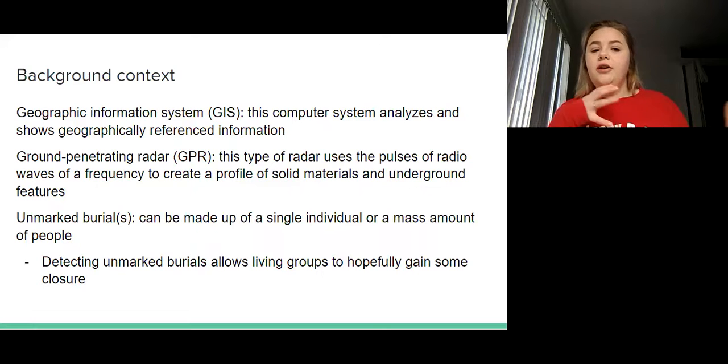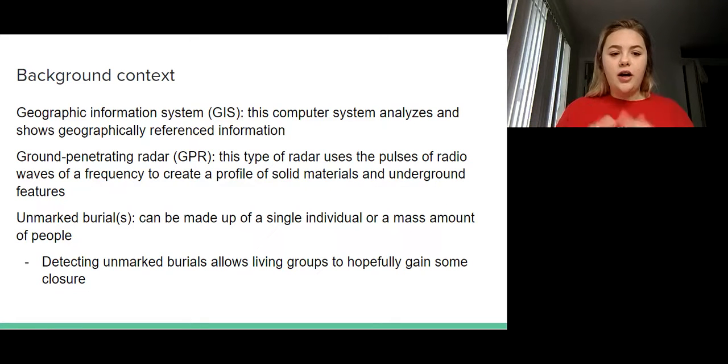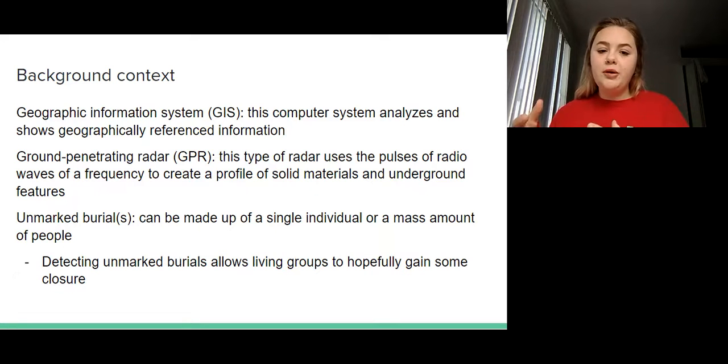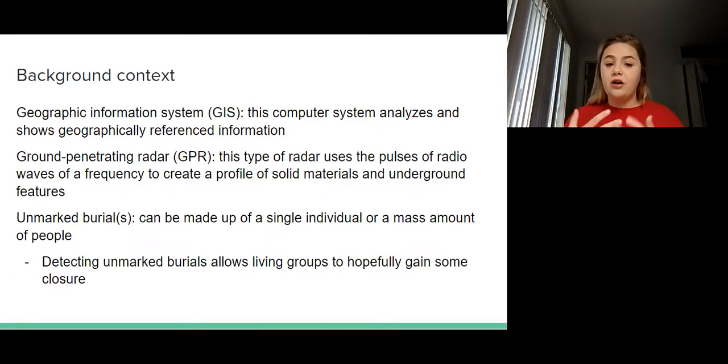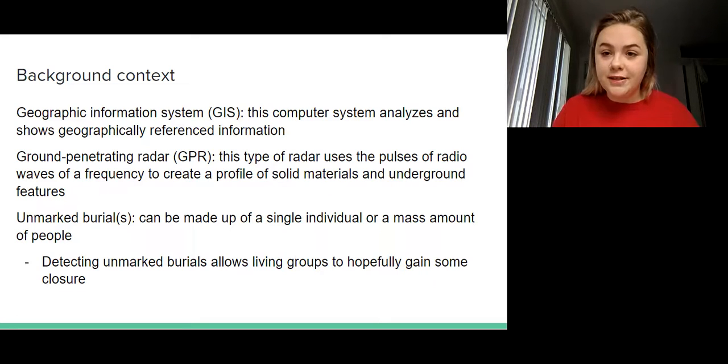So for a little bit of background context, let's talk about Geographic Information System, which is GIS. The computer system analyzes and shows geographic reference information. Ground penetrating radar, or GPR, is a type of radar that uses impulses of radio waves of a frequency to create a profile of solid materials and underground features.